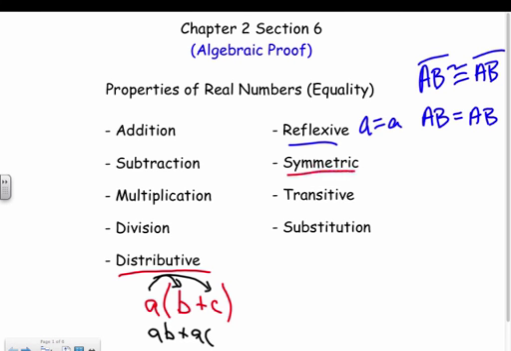Symmetric means they're good on both sides, so I can flip them around. So basically, if A equals B, I can flip it around and say that B equals A. And we'll use that sometimes because we have to be very specific in our proofs.